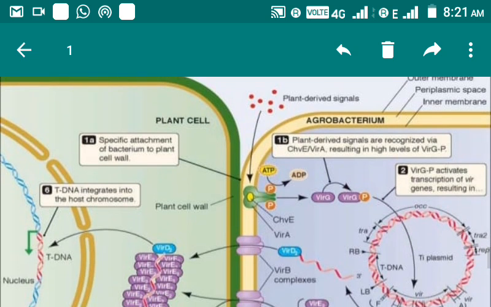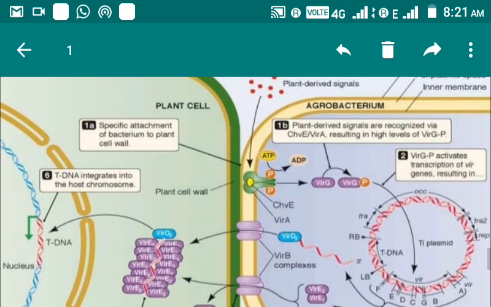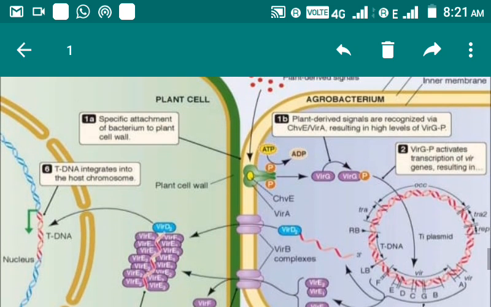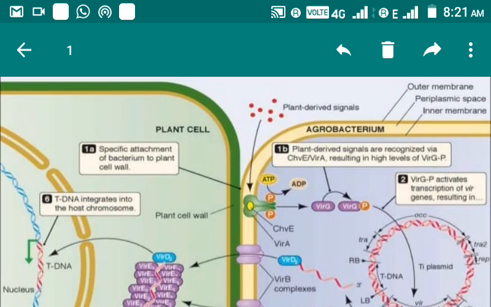This is the schematic diagram of the transfer of this tDNA. There is a plant cell and Agrobacterium, both of them joined together, and there is a red colored plant signal, that is acetosyringone. This signal activates the Vir genes. Now these Vir genes act on the tDNA, and that tDNA is cut out with the help of particular genes and particular proteins.